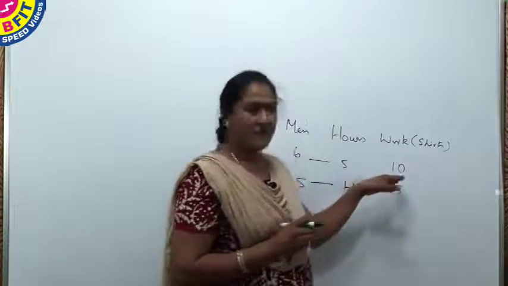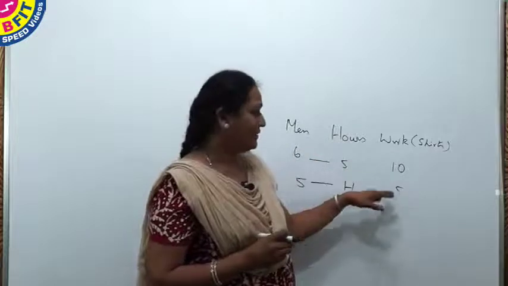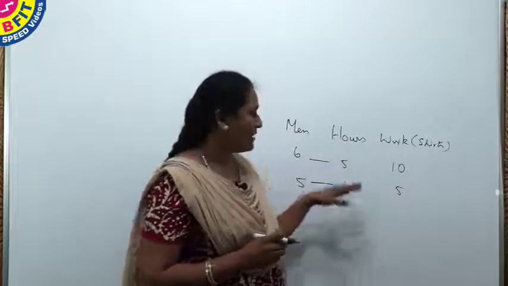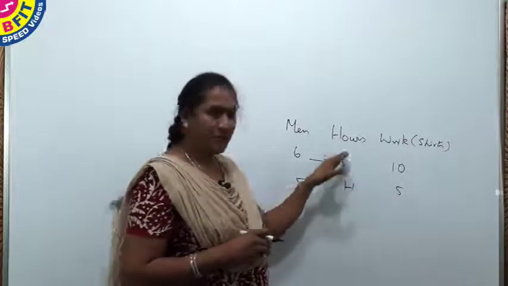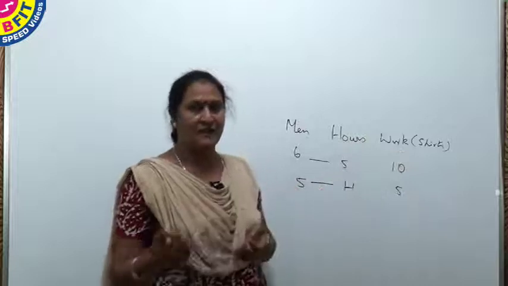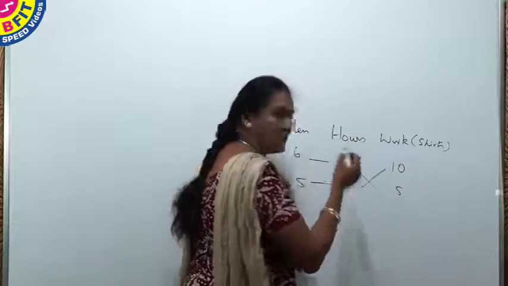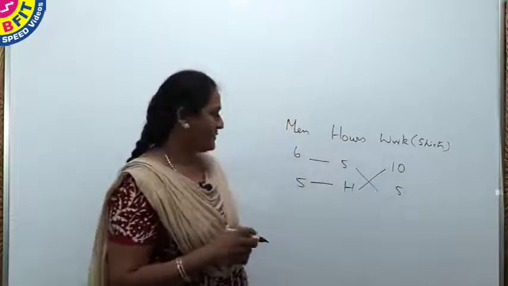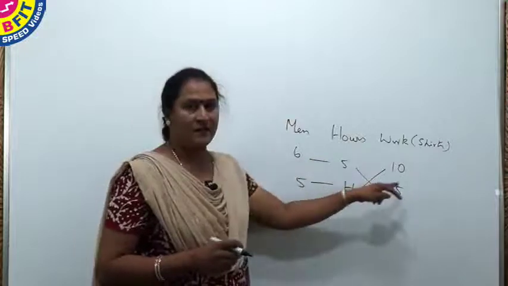And to stitch 10 shirts, they need 5 hours. So when the work is less, if they need to stitch 5 shirts, the number of hours also will be less. Here when work is less, hours also will be less. So work and number of hours vary directly. For direct variation, cross products will be the same. So using the parallel and cross product concept, we can equate these two products.